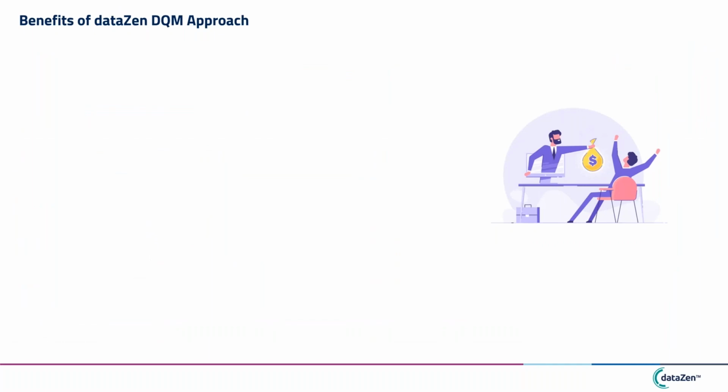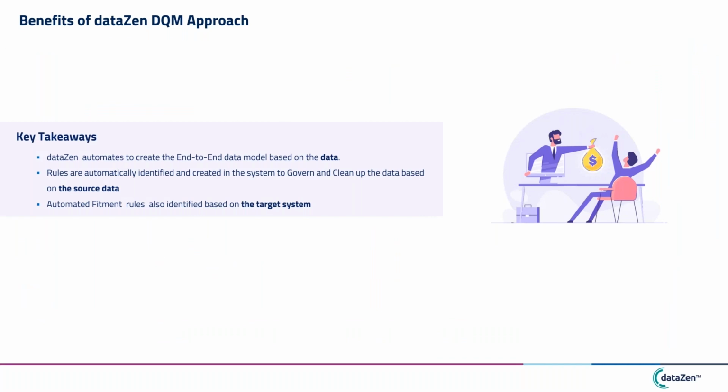So there are quite a number of benefits within a data and TQM approach. The key takeaway I would put is that this is entirely data driven. The whole business is driven by the data, right? In the same way, the data is used to configure the end-to-end data model. From the source data, it's automatically identified and created in the system to govern or clean up the data based on source data rules. Also, there are automated fitment rules based on the target system, so the rules can be applied.